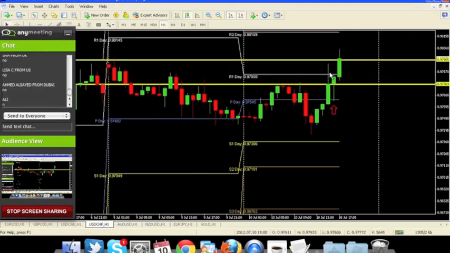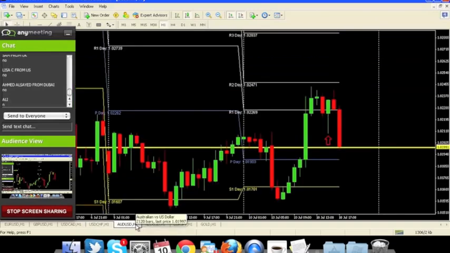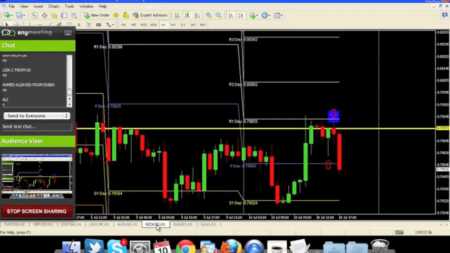Swiss franc is pushing above it. Aussie dollar is still at resistance, support. I'm sorry, New Zealand dollar pushed below it. Now, what does this push mean? This push is excellent. Now you predict the future.